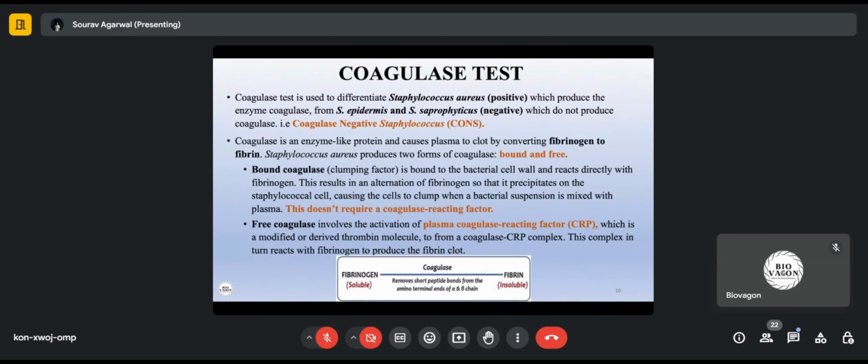Please make sure that you understand these concepts, because these tests are required all the time. If you go for masters, if you go for PhD and everything, it's very important to understand the principle behind these tests. So make sure that you understand the concepts, and don't memorize them. You just understand what is the reaction taking place, and then you will remember it forever. You will not forget.